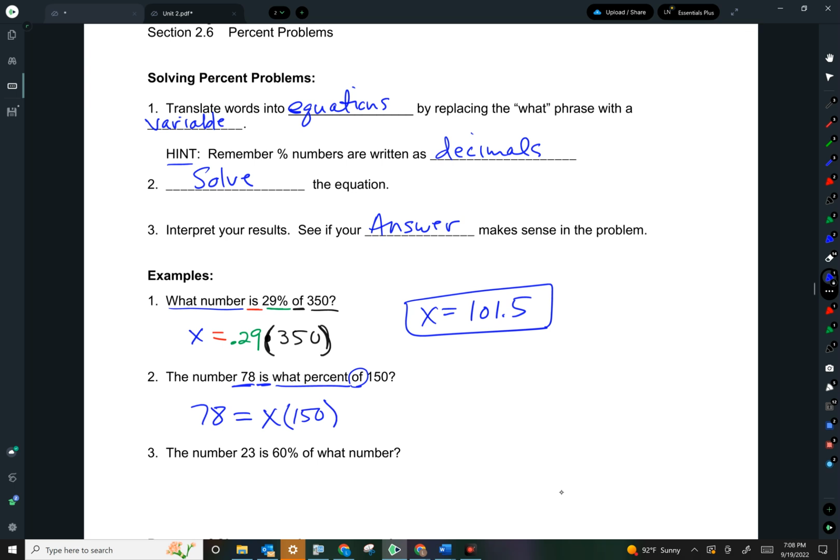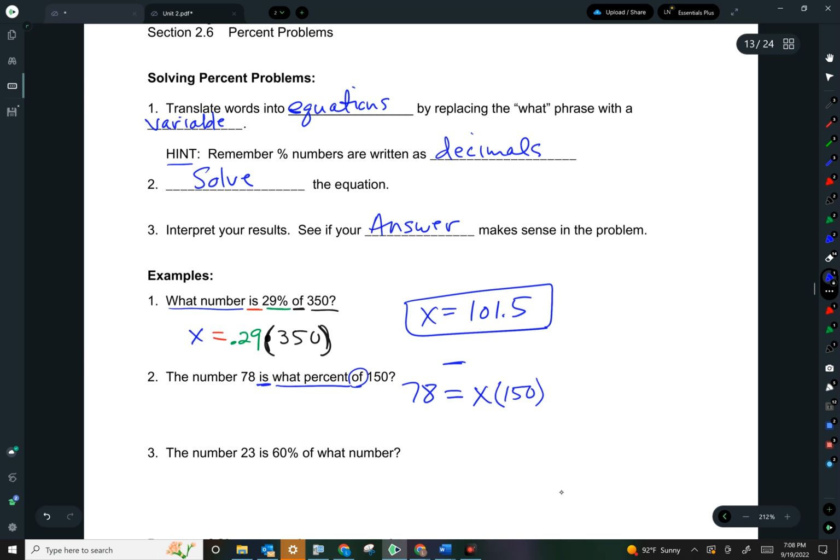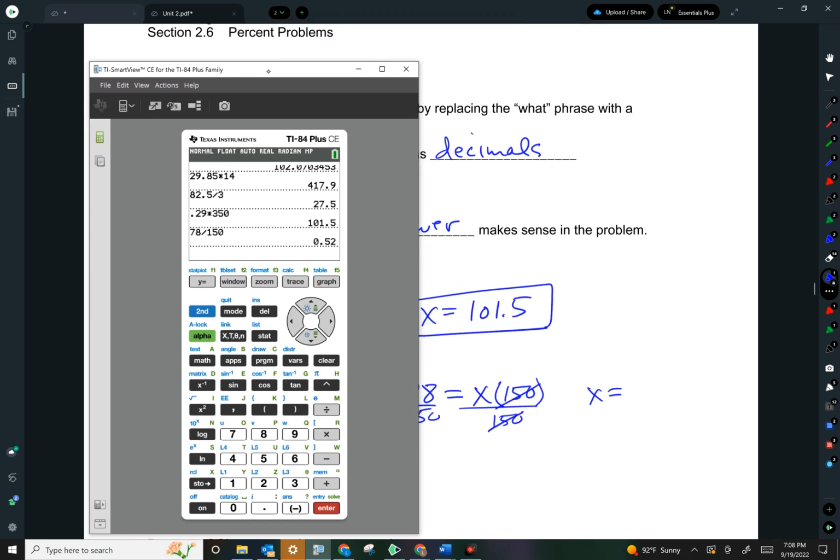All right, well, there's my equation. If I want to solve for x, how do I get rid of that 150? Isn't that 150 being multiplied by x? So if I want to get rid of the 150, wouldn't I divide both sides by 150? Okay, so they cancel out. So x equals whatever 78 divided by 150 is. So put it in your calculator, 78 divided by 150. And notice we get 0.52, right? So I came up with x equals 0.52.